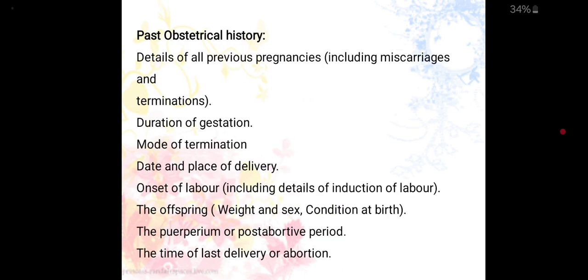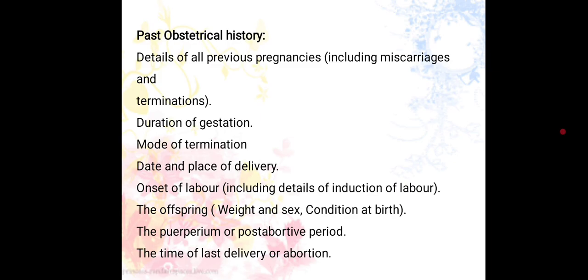After current pregnancy history, ask about past obstetric history. Details of all previous pregnancies, including miscarriage and termination. Mode of termination: before viability, medical and surgical termination, and after viability is delivery, either vaginal or by cesarean section. Date and place of delivery, onset of labor, either induced or spontaneous onset of labor. If induced labor, ask about details of induction. Offspring or outcome: ask about weight, gender, and condition at birth.